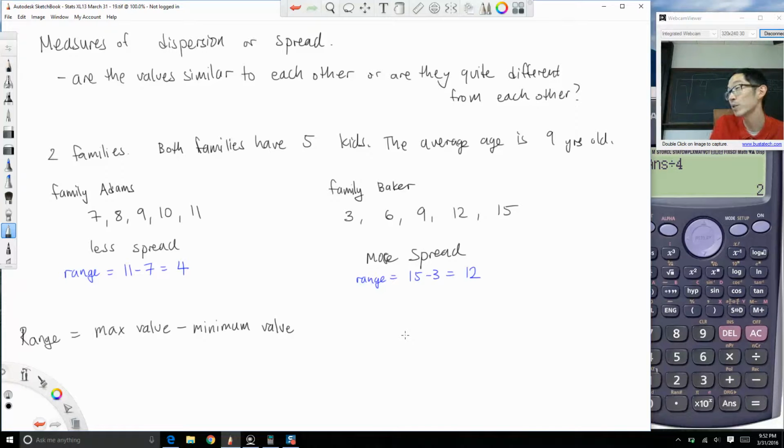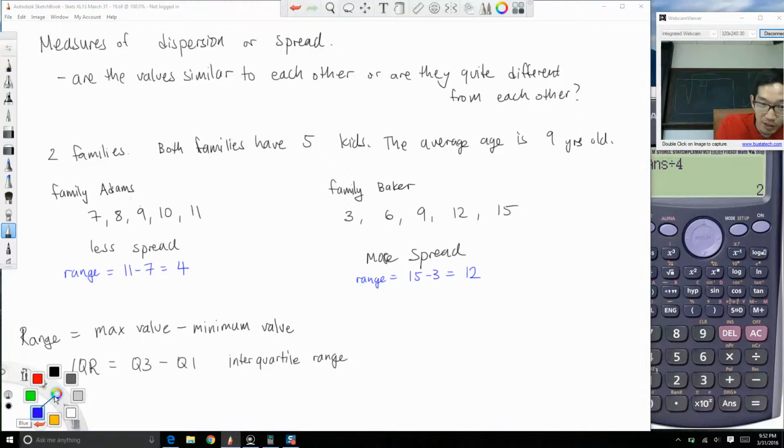But the range is going to be very much affected by extreme values. In fact, it's defined entirely by extreme values. So we also have the IQR. The IQR, which we've already talked about, is the difference between the 75th percentile and the 25th percentile. So the IQR, or interquartile range, is another way to talk about spread. This gets a little bit trickier here.